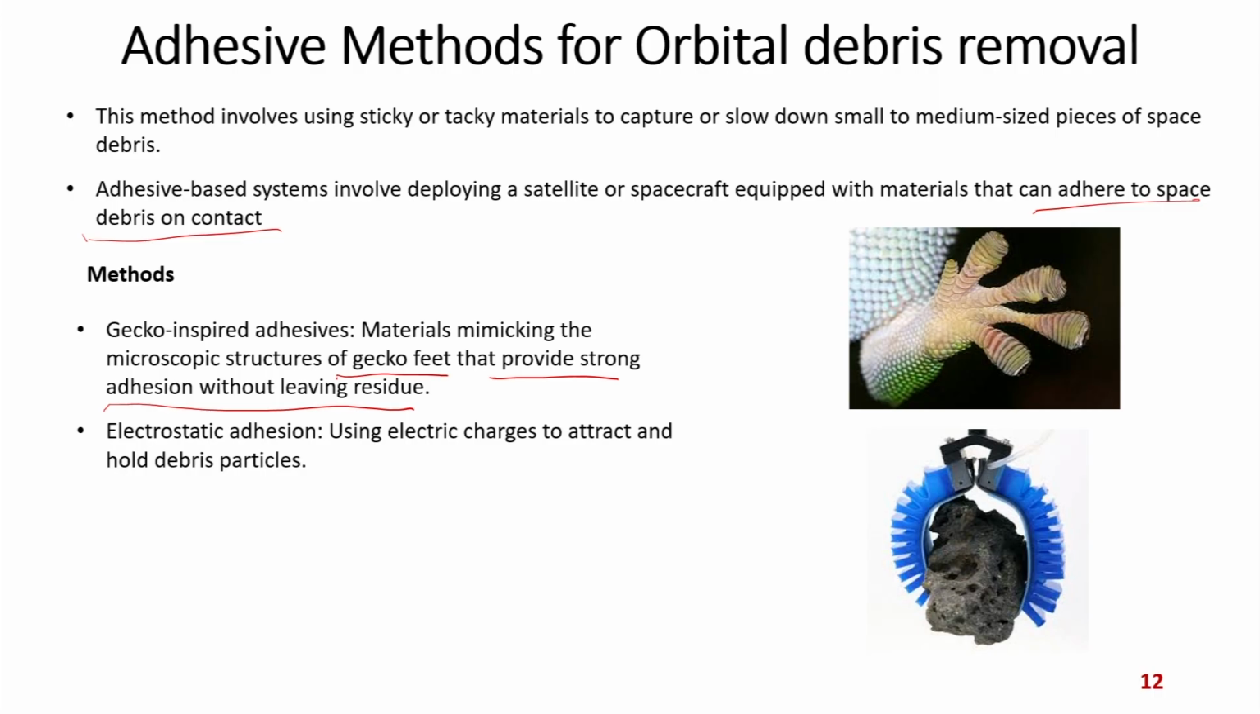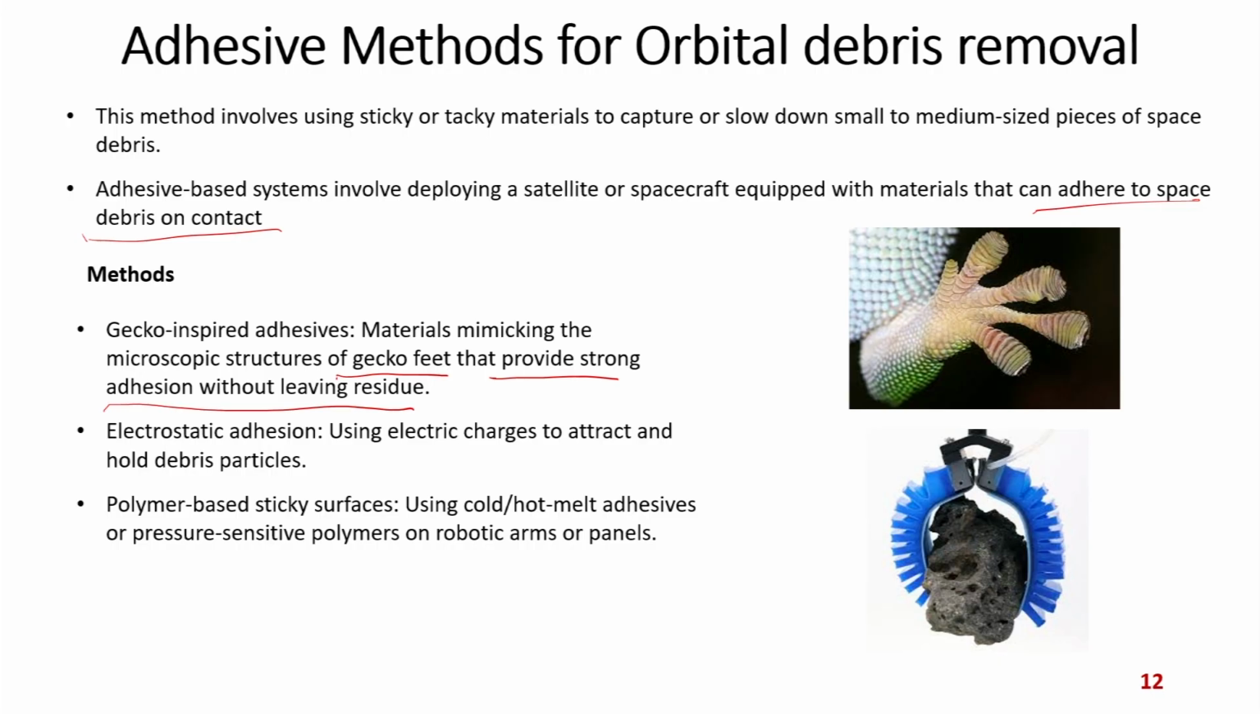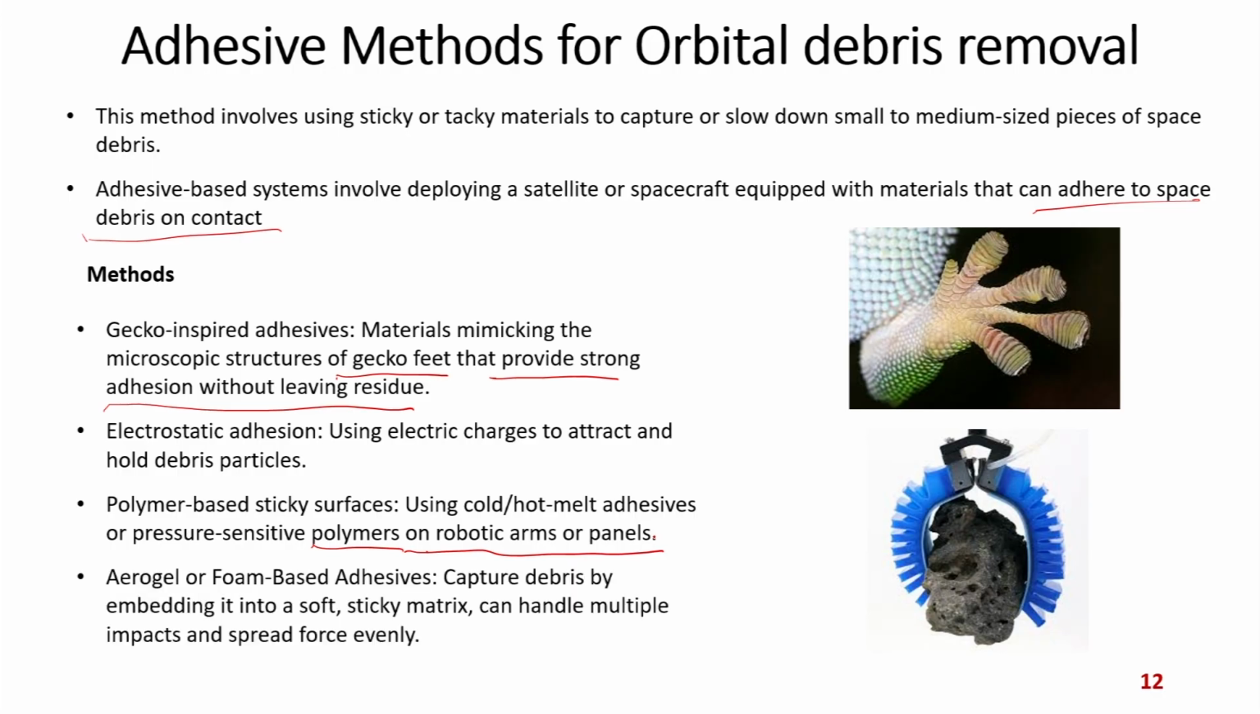There can be electrostatic adhesion using electric charges to attract or hold the debris particles. Then there can be polymer based sticky surfaces using cold or hot melt adhesives or pressure sensitive polymers on robotic arms or panels. There can be aerosol or foam based adhesives that capture debris by embedding it into a soft sticky matrix, can handle multiple impacts and spread the force evenly.